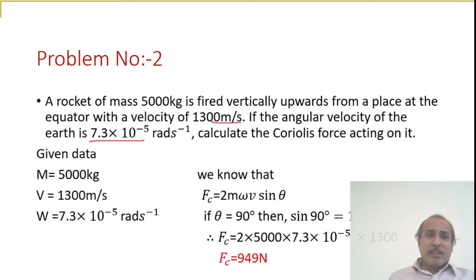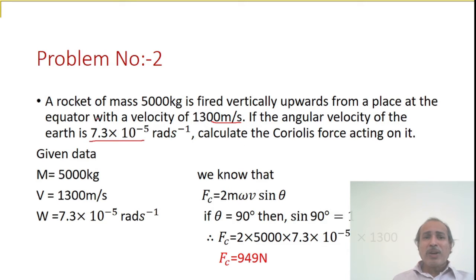So here also, read the problem once again. A rocket of mass m, 5000 kg, is fired vertically upwards from a place at the equator with a velocity. At what velocity is it fired? 1300 meter per second. If the angular velocity of the Earth, everybody knows, is 7.3 into 10 to the power of minus 5 radian per second, calculate the Coriolis force acting on the rocket.